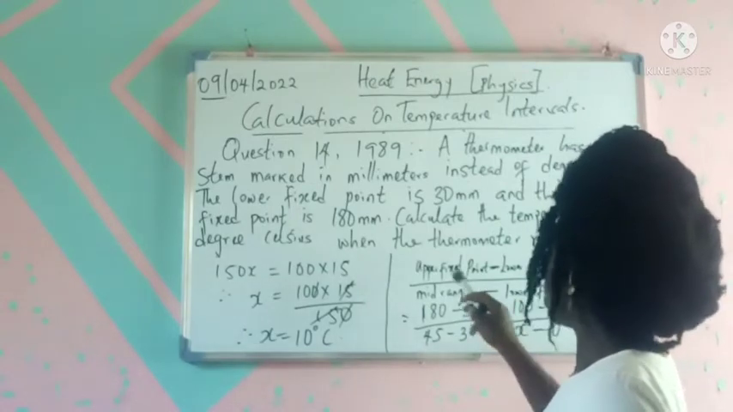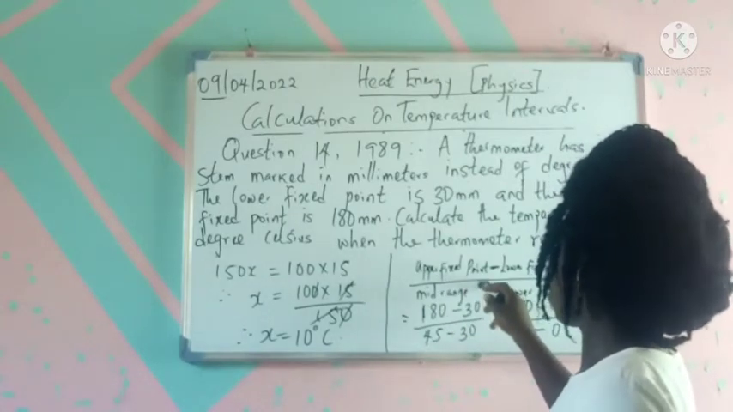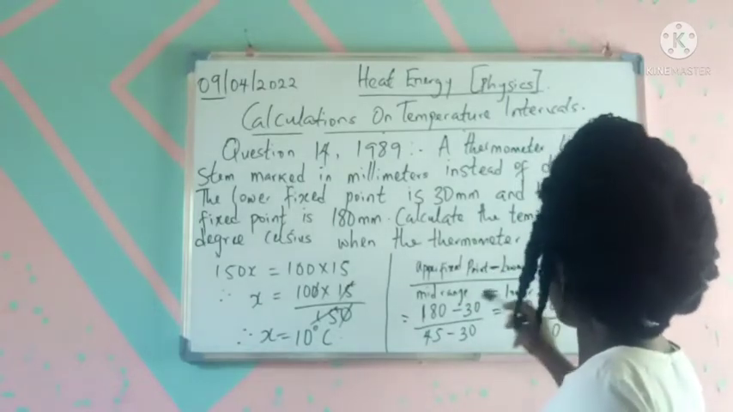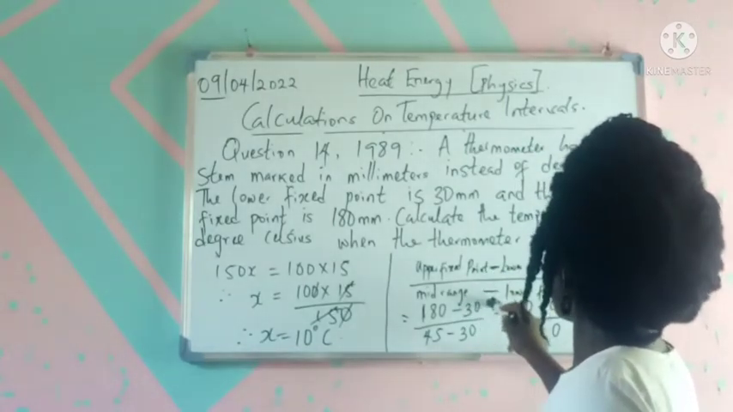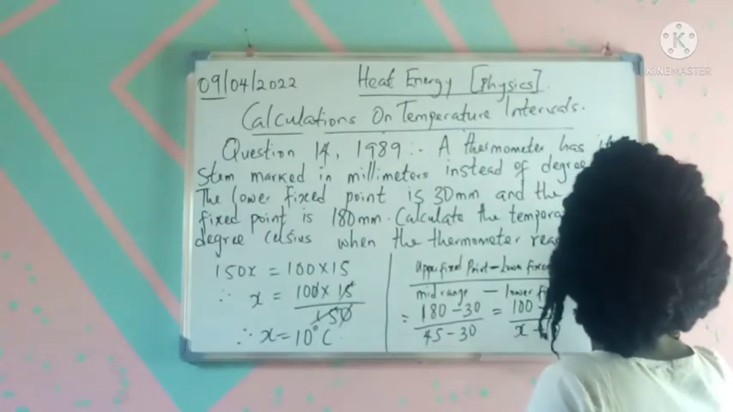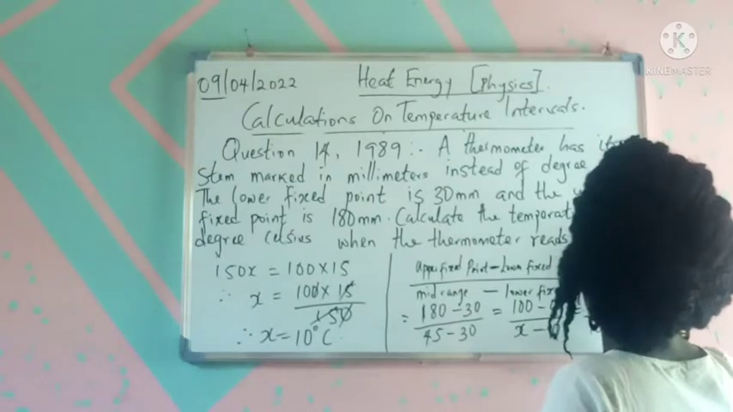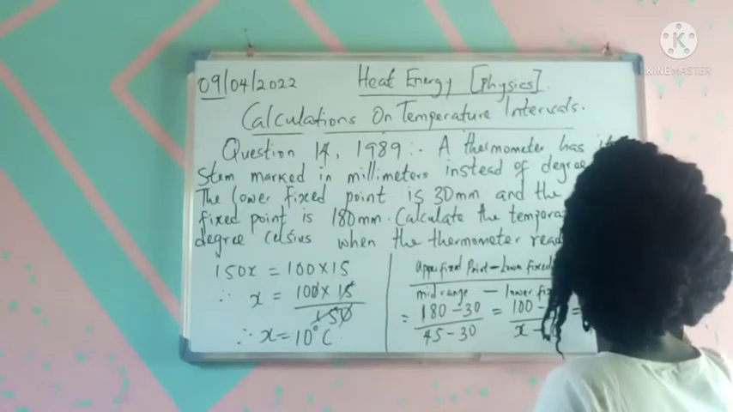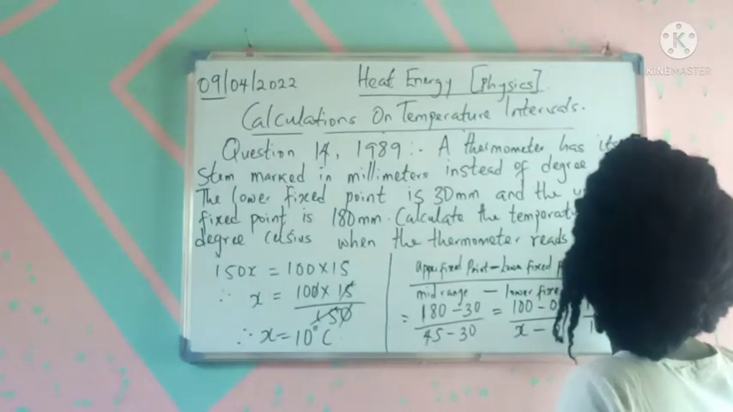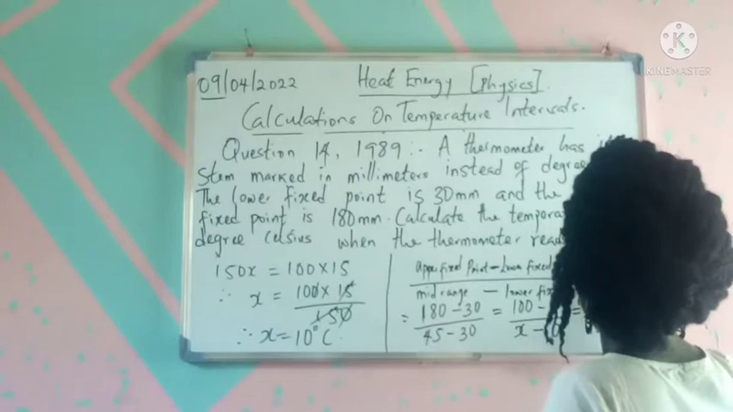So the formula is the upper fixed point of thermometer 1 minus the lower fixed point, over the mid-range minus the lower fixed point, should also be equal to the upper fixed point of the next thermometer we are considering minus its lower fixed point, over the mid-range minus the lower fixed point.